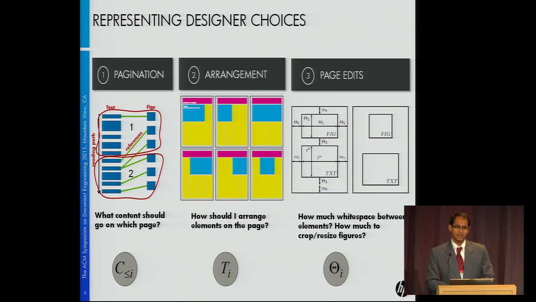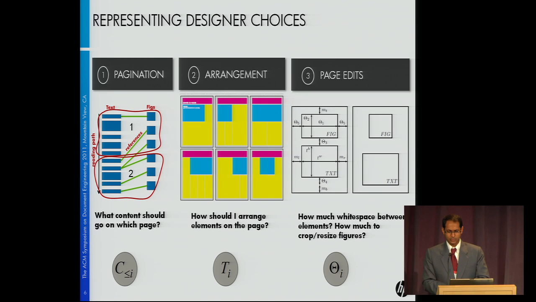And finally, you have the notion of page edits. I mean, should I nudge this? Should I make this a little bit smaller, make the white space a little bit bigger, and so forth? So in this case, we can think of a template as being parameterized by theta, which is a bunch of thetas, which are basically parameters of the template. And they're basically all continuous. That's another compounding problem, because there could be infinite possibilities, right?